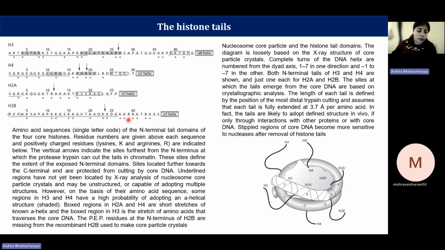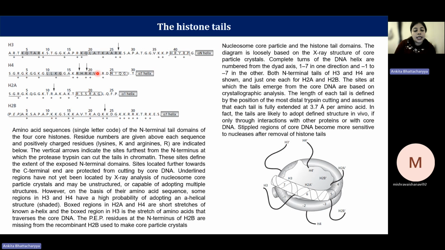But I'm sure a lot of progress must have occurred on this by now, where people use NMR for such soluble proteins which are difficult to crystallize. And also on the basis of their amino acid sequence, some regions in H3 and H4 have a high probability of adopting an alpha helical structure, and some regions are shaded here, they take up that alpha helical sequence like we discussed, the histone fold. And box regions are short stretches of known alpha helix, and the box region in H3 is the stretch of amino acids that actually traverses the core DNA.